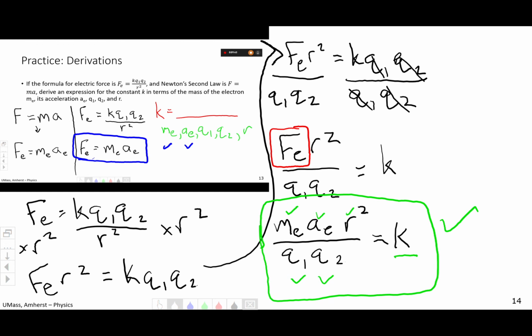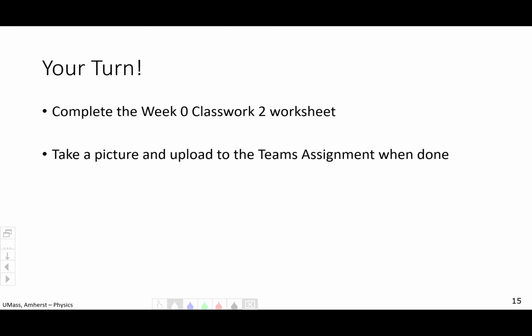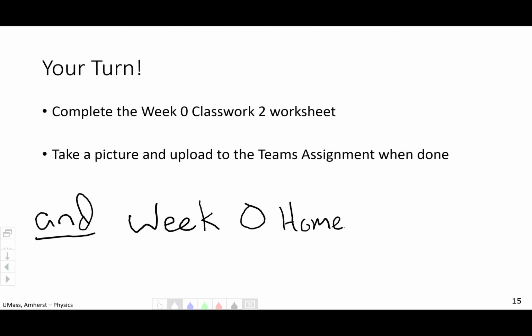Now what I would like you to do is the Week 0 Classwork 2 worksheet, which is on derivations. You're going to have a paper copy of the classwork and the homework. So do Week 0 Classwork 2 and Week 0 Homework 2, and then when we come back to class, we will go ahead and review those topics.